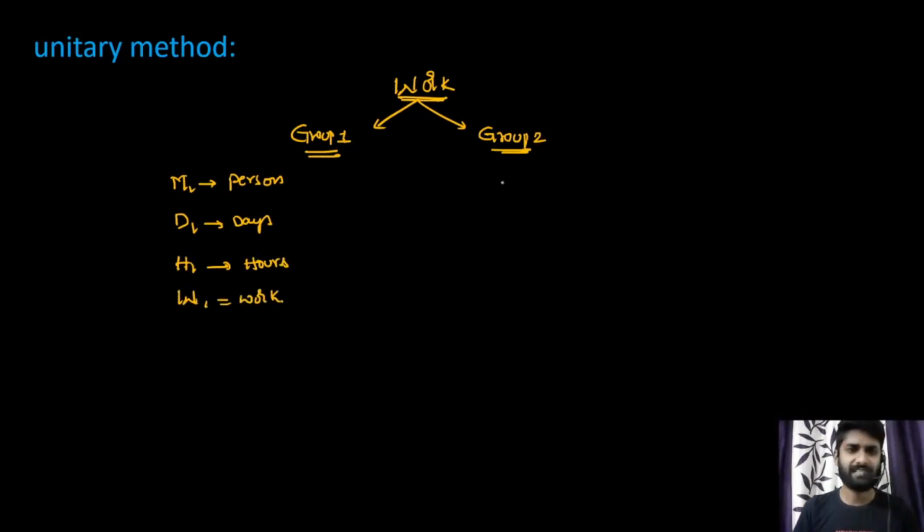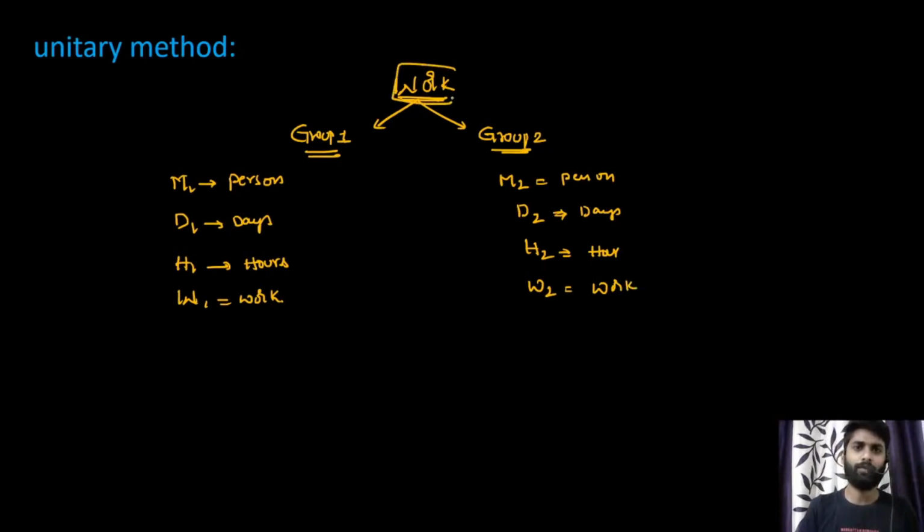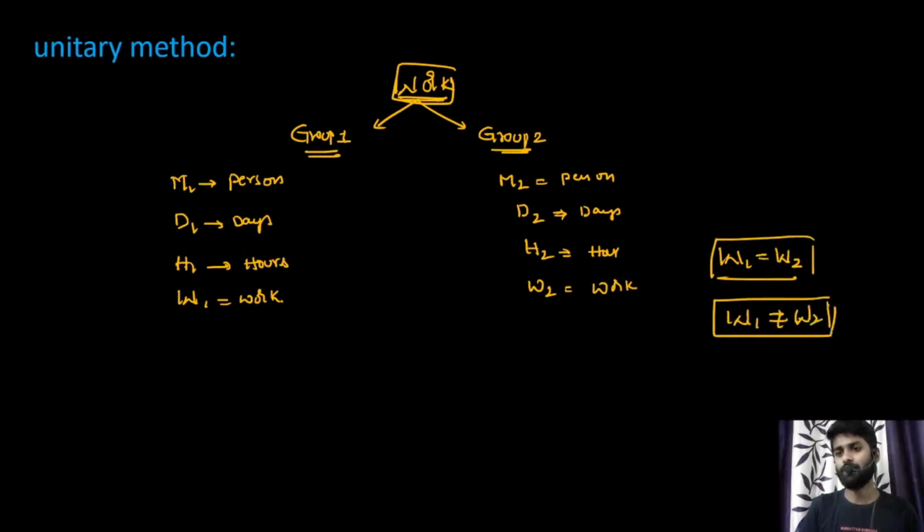Now see, for group 2, the number of persons is M2. They perform for D2 days and H2 hours, and the work is equal to W2. Here I clearly mentioned that the work is similar, which means W1 is exactly equal to W2. Sometimes, if it is two different works, W1 is not equal to W2.